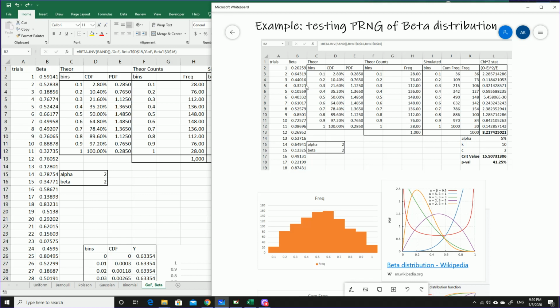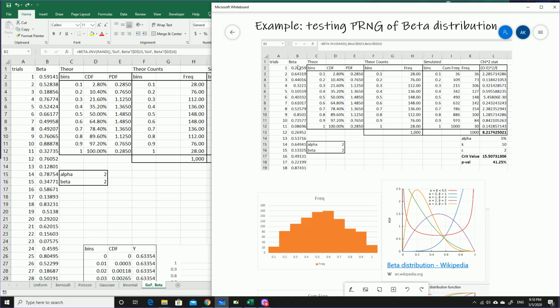Well, we'll generate the numbers from beta distribution using those inverse CDF techniques, which we learned in other videos. But then the question is, okay, I generated these numbers from beta, but how do I know that they are actually from beta distribution? What if I made a mistake in my formula somewhere and the numbers are not from beta distribution? How could I test that?